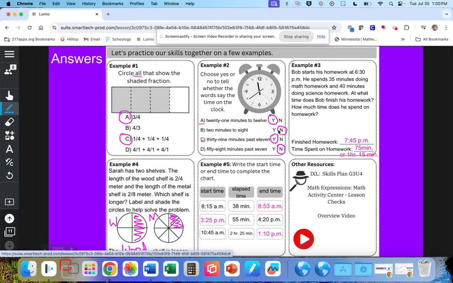Bob starts his homework at 6:30. He spends 35 minutes doing math and 40 minutes doing science. At what time does Bob finish his homework?